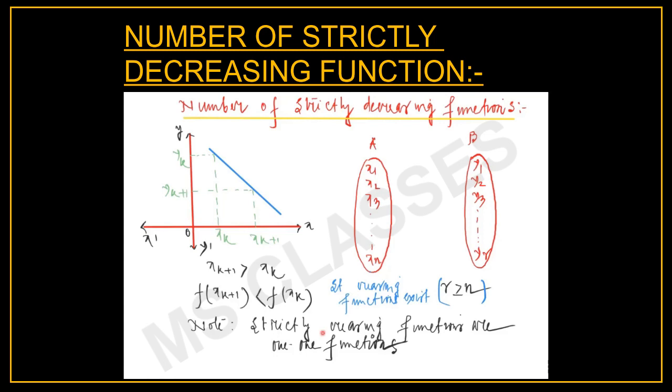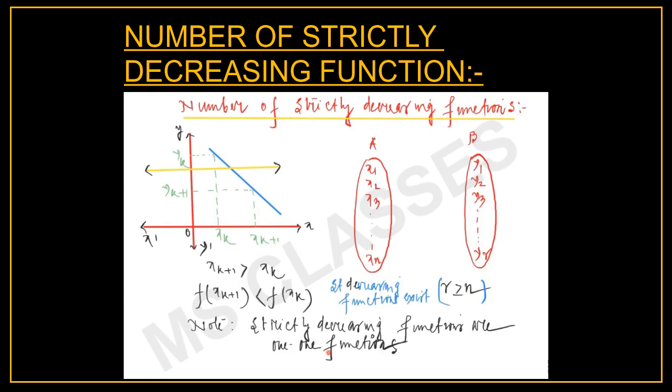Now, strictly decreasing functions are 1-1 functions. You can see. So, if it is a strictly decreasing function, it is a 1-1 function, so for strictly decreasing functions, r should be greater than or equal to n, otherwise it cannot be a 1-1 function. So here we consider this condition because r is greater than or equal to n for a strictly decreasing function, because all strictly decreasing functions are 1-1 functions.